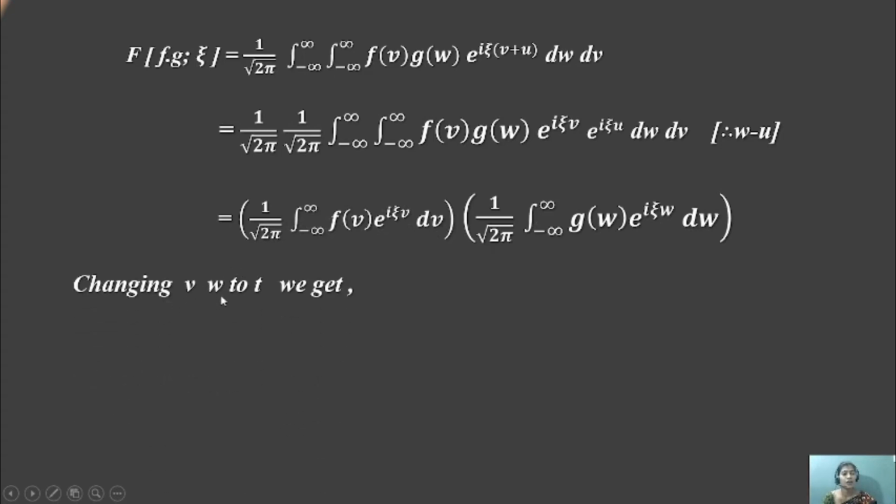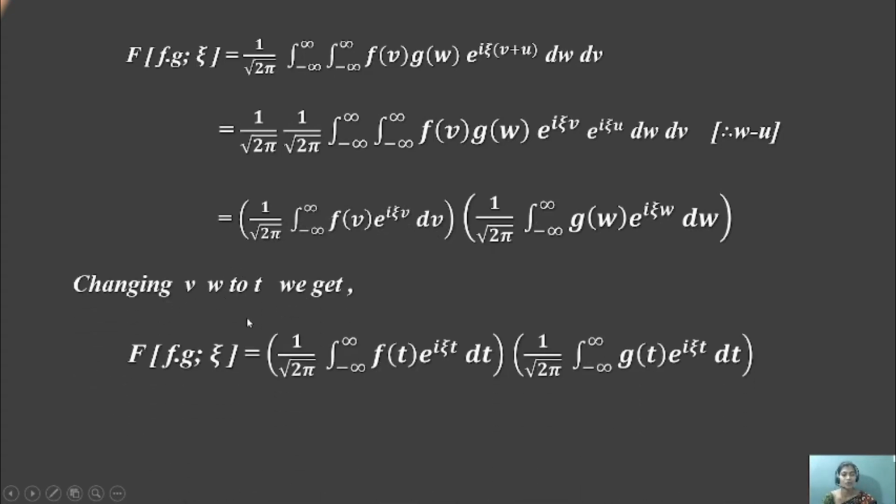Then changing v to t, we get a form that is 1 upon square root of 2 pi, integration from minus infinity to infinity of f(v) e to the power i xi t dt. The same equation will also change as w to v. Then you know that this function is called the Fourier transform of g, t to xi, and this g value will be generated as a Fourier transform containing this value g(t), xi.